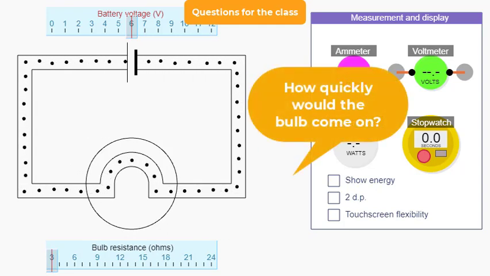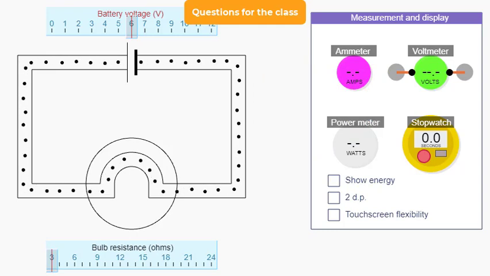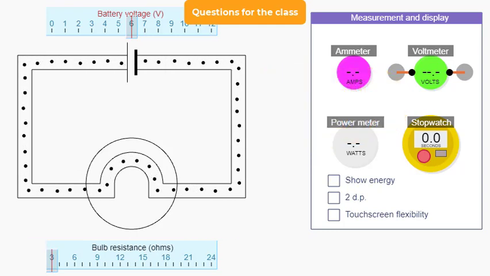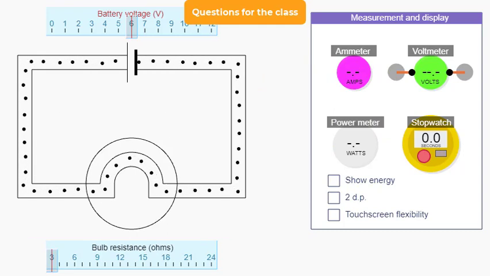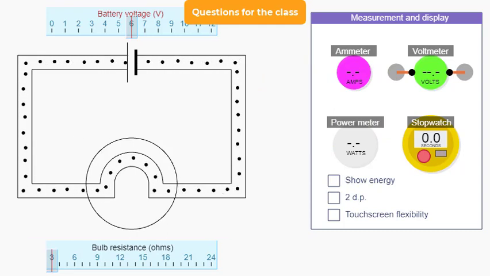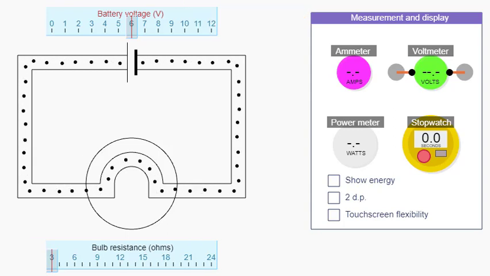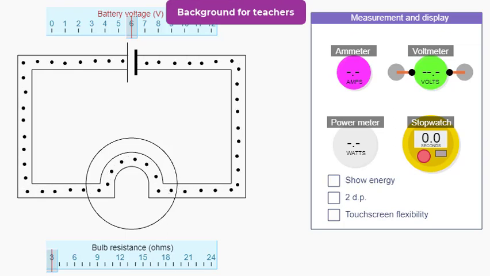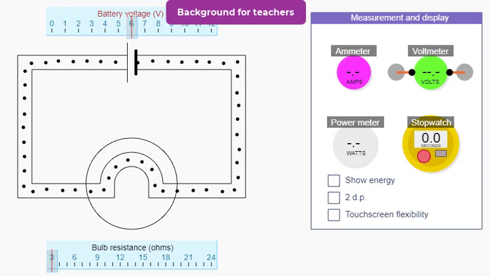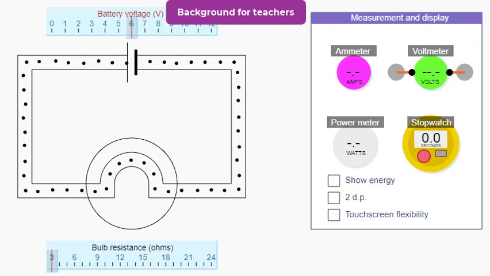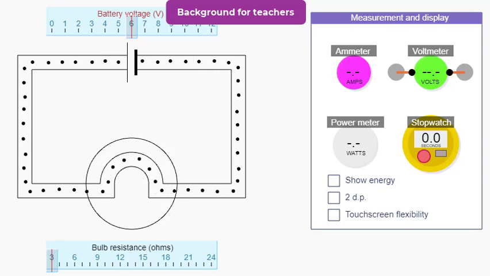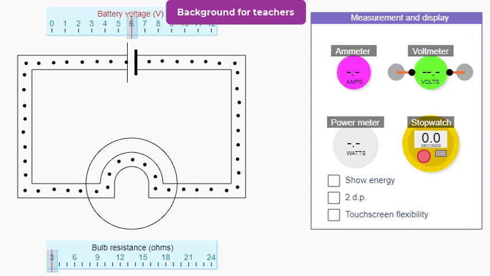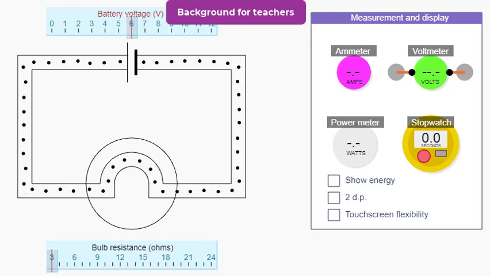And how quickly will the bulb come on? Straight away. Why does the bulb come on straight away? Because the charges start moving everywhere in the circuit at the same time. These two ideas, that the charges are already there everywhere in the circuit and they all start moving everywhere at the same time, are crucial for having an accurate mental model of electric current. It's these two facts that explain why a light bulb comes on as soon as you flick the switch.